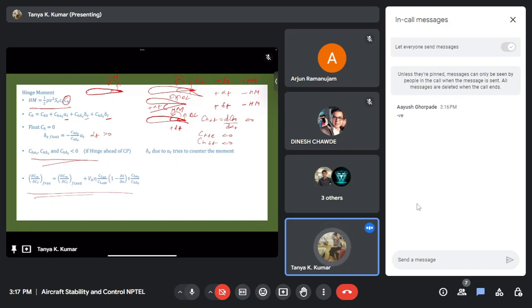So stick free is when your elevator is allowed to float freely. The slope of the CM versus CL graph is negative, but it has an additional term here. Now this is negative, and the second term, is it positive or negative? Just look at all the individual components of that term and let me know if it's positive or negative.